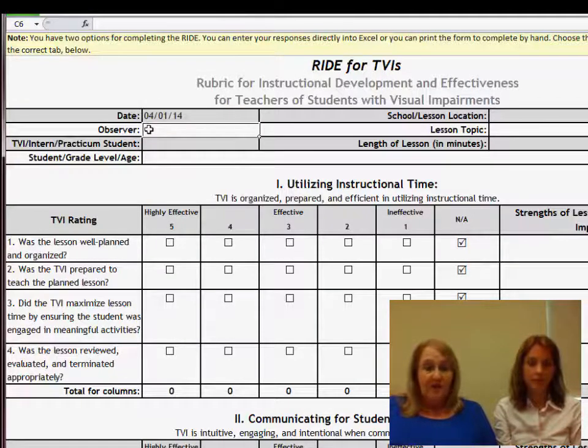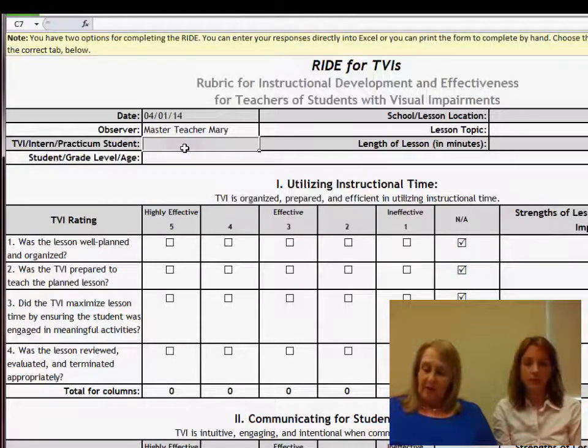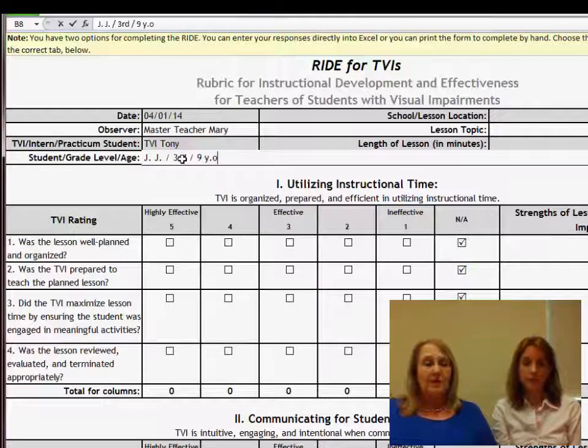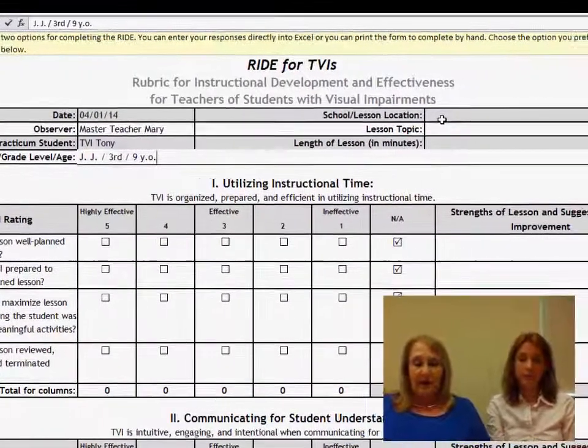We call it a cooperating TVI. It might be a university supervisor. We also have representatives from the university who go out and observe our interns. So depending what it's called in a particular program, whoever's going to be providing the feedback of a lesson that's observed. Then you have the TVI intern practicum student's name, the student's name who you're actually going to be teaching, and the student's grade level and age, and you could just put the first name. It's probably best to keep it de-identified or put initials or something like that.